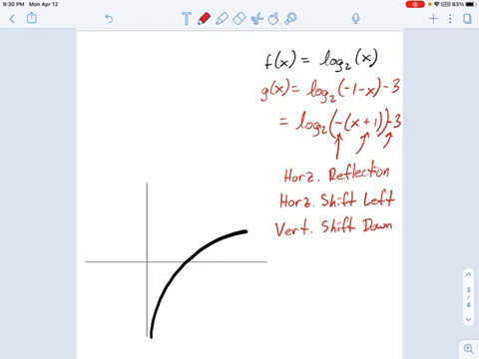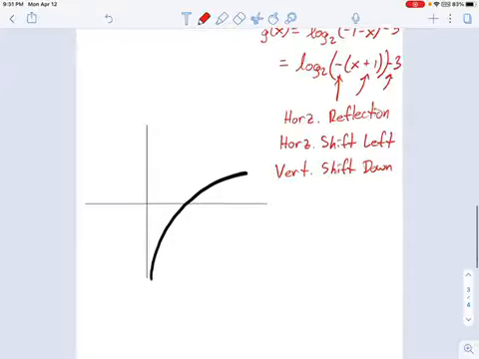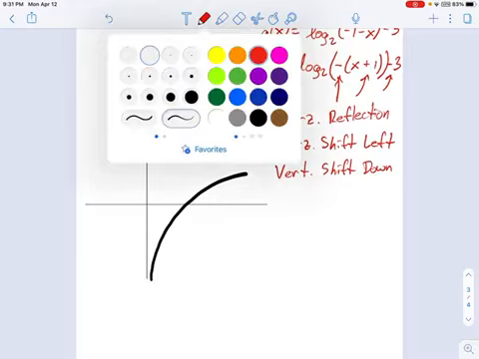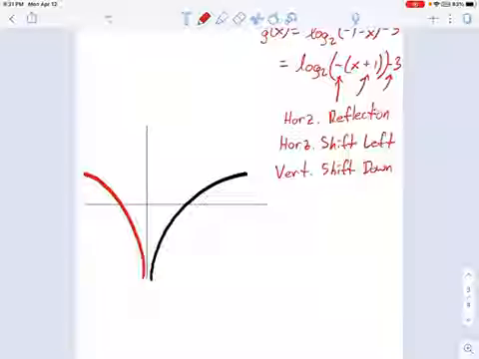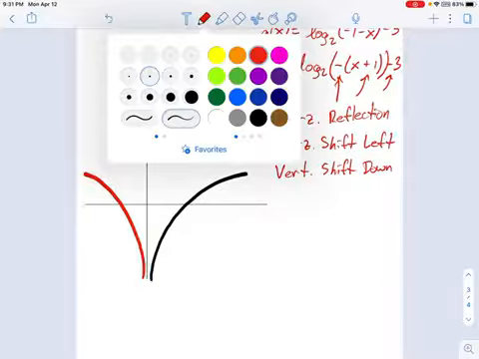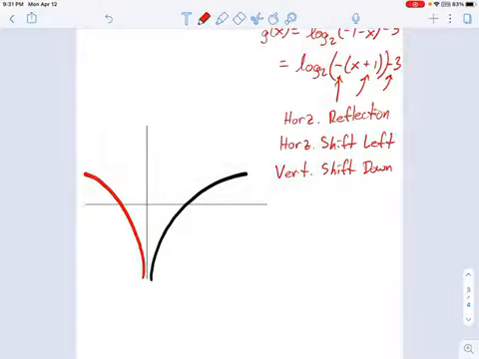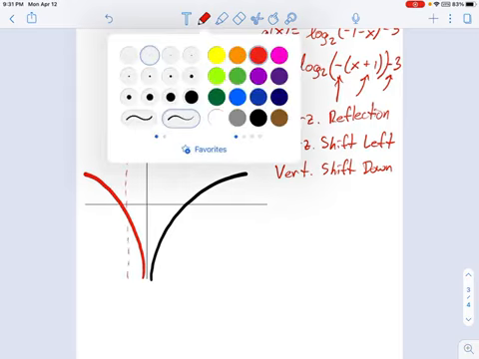Okay. So let's try to put these things together into a graph. I've got a horizontal reflection going on. So what's that going to look like? That is this weird thing where I just flip it left to right. So maybe it looks like this. And now it's going to shift left and shift down. So the shift left by 1, that's going to, you know what, for once, let's try to do this smart. And I'm going to draw my asymptote first instead of the other way around.